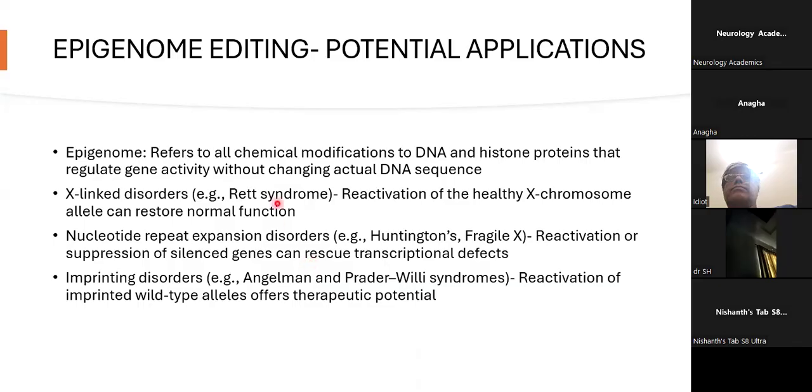And this epigenome editing has the potential to be used in these disorders, including X-linked disorders like Rett syndrome, where it can function with reactivation of the healthy X chromosome allele that can restore the normal function. And it can also be used in nucleotide repeat expansion disorders like Huntington's or Fragile X, where there can be reactivation or suppression of silent genes that can rescue the transcriptional defects. And it can also be used in imprinting disorders.